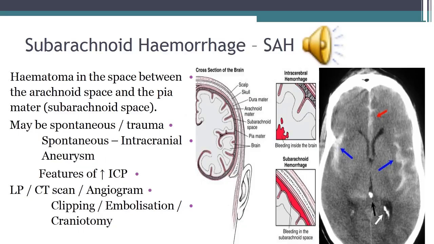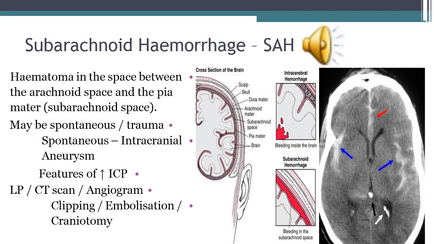In subarachnoid hemorrhage, the bleeding occurs in the space between the arachnoid and the pia mater, that is the subarachnoid space. It may be due to trauma or it can be spontaneous, as in intracranial aneurysm or arteriovenous malformation. Of course, this bleeding also causes raised intracranial pressure, with signs and symptoms of vomiting, headache, and blurred vision.